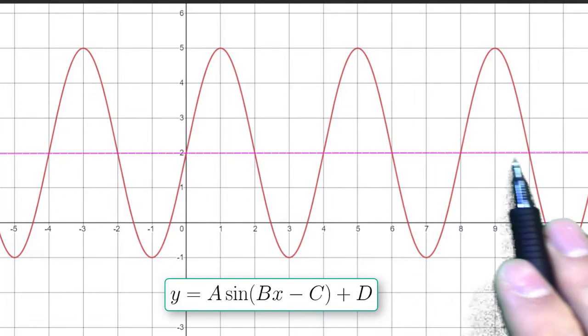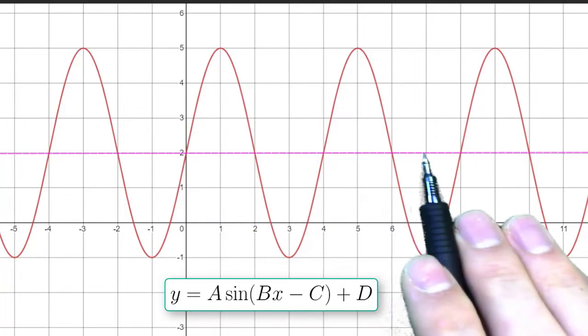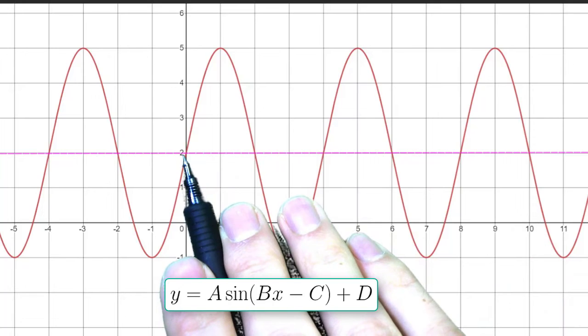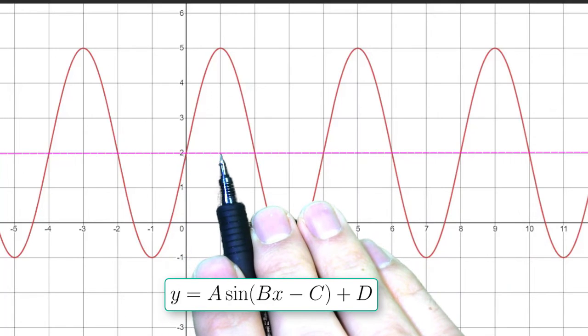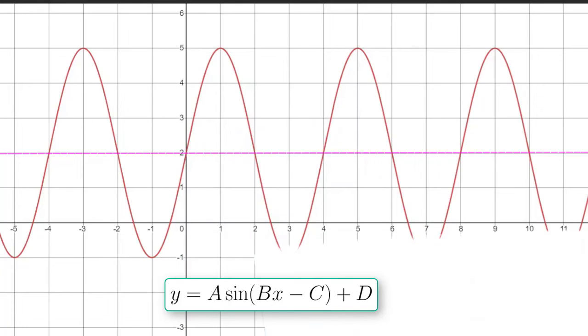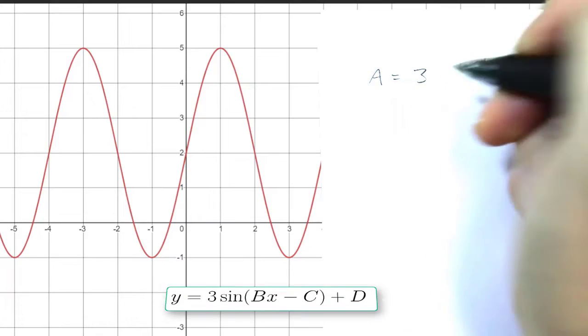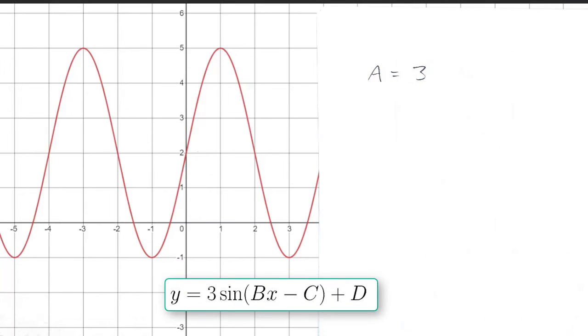Well, it looks like it's centered right along this line. It goes an equal distance above and below the line going through y equals 2. Right? And how far above that line does it go? Well, it goes 1, 2, 3. So the amplitude is 3. So I can immediately write that down. A is 3.